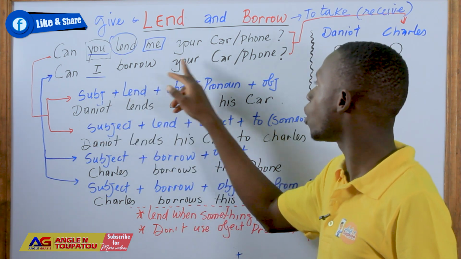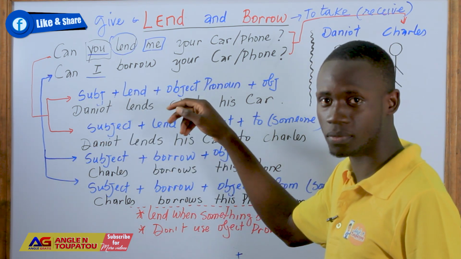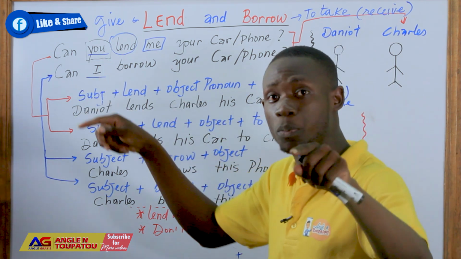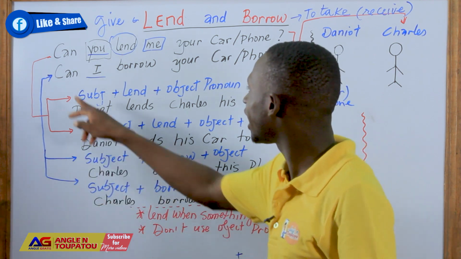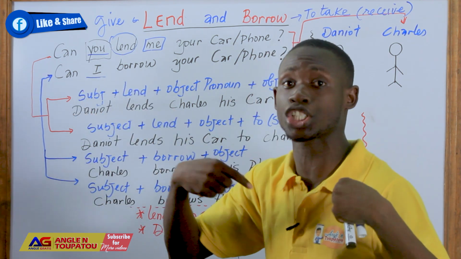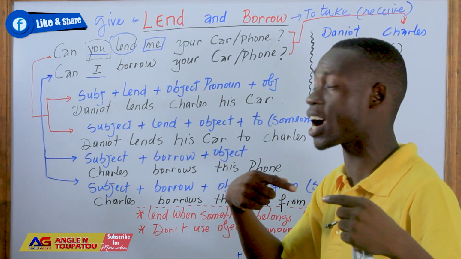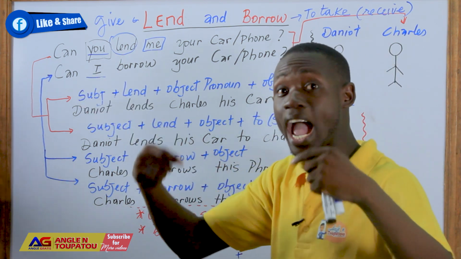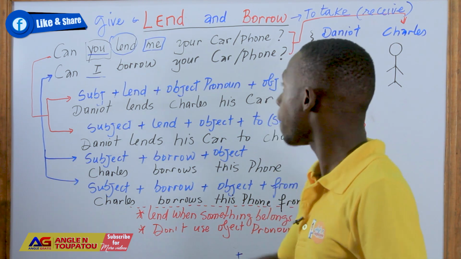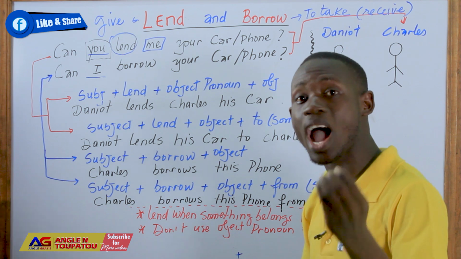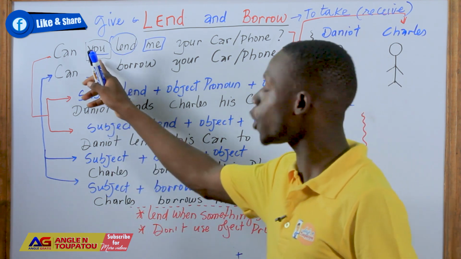Can I borrow your car? You see the difference? Now, you represents Daniel. I represents Charles. If Charles doesn't have the car, Charles says I, but after I, we have the verb borrow. But Daniel is the person who has the car, so you say you.